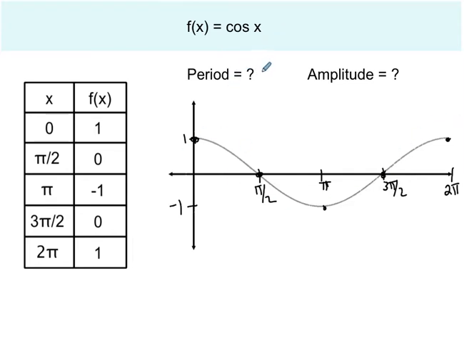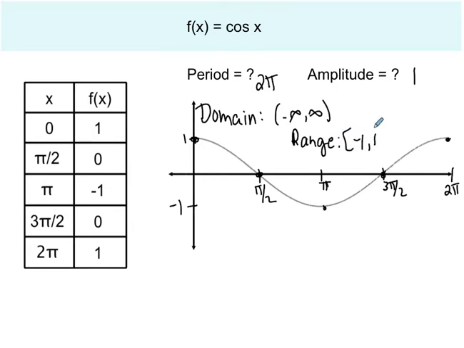So the period is 2 pi. We discovered that in the last lesson. And the amplitude here again is 1. The domain is all real numbers, just like sine, because the curve extends forever in both directions. And the range is from -1 to 1.